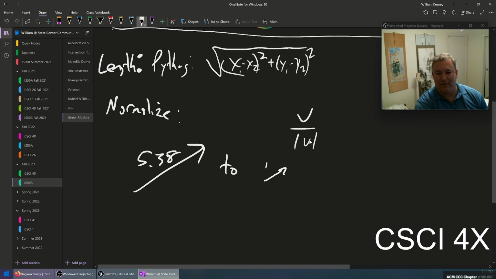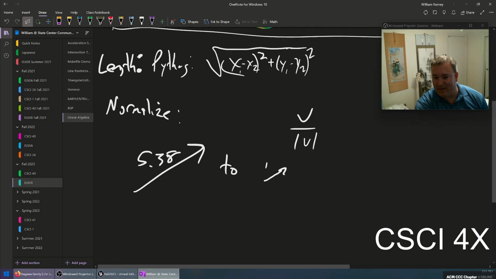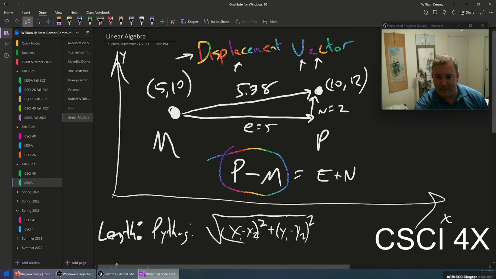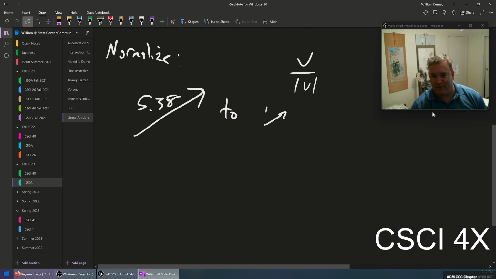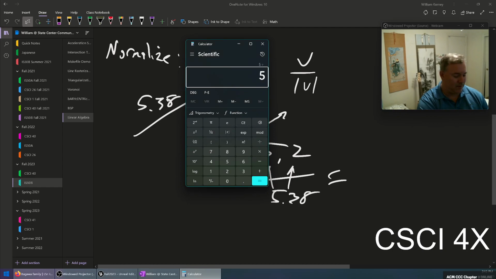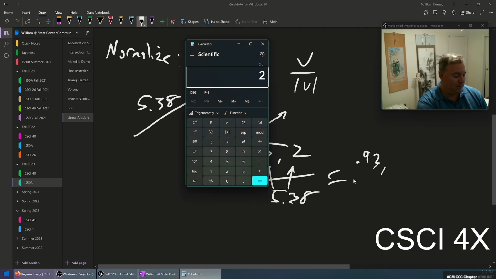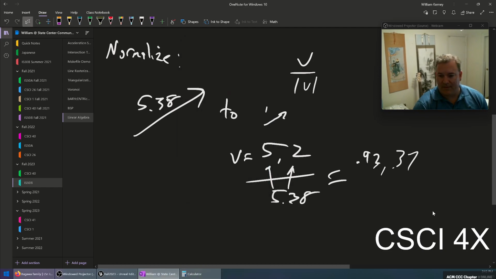So if you have this displacement vector of distance 5.38, you just divide by 5.38. How does that work? We've got up here 5 and 2, so the vector is 5 east, 2 north. If we divide by 5.38, the distance, you just divide each of the components by 5.38. So 5 divided by 5.38 is 0.93, and 2 divided by 5.38 is 0.37. And that's our normalized vector.